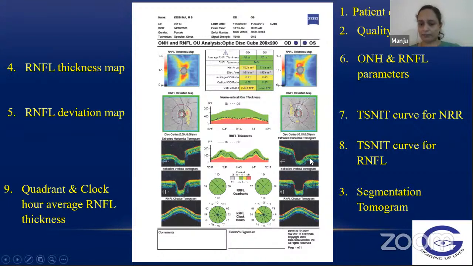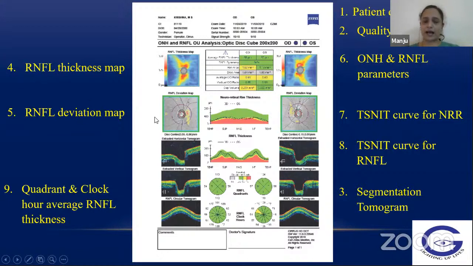Zone 3 is the segmentation tomogram. You have a horizontal and vertical tomogram for the optic nerve head and a circular tomogram for the RNFL. Before going into interpretation of the scans further, you have to look for any segmentation error. Zone 4 is the RNFL thickness map. Normally, it appears as an hourglass pattern of red and yellow color on both sides of the optic nerve head.